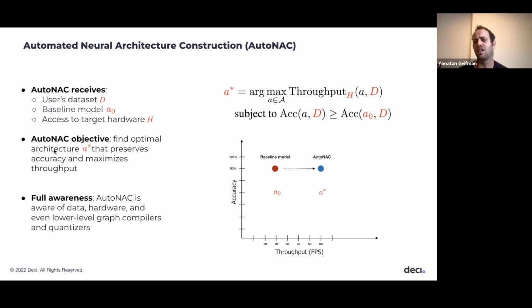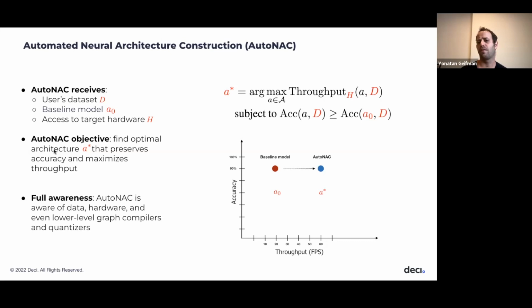We're looking for A star. A star is an optimized architecture from a calligraphic A. Calligraphic A is an architecture search space consisting of millions of architectures, options to choose from. A star is maximizing the throughput, subject to a constraint on the accuracy.